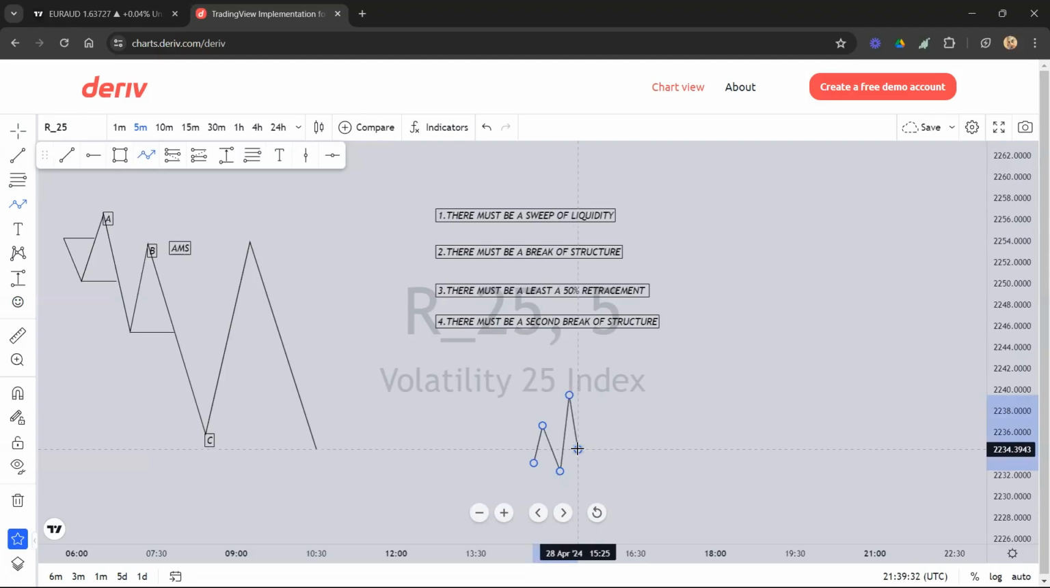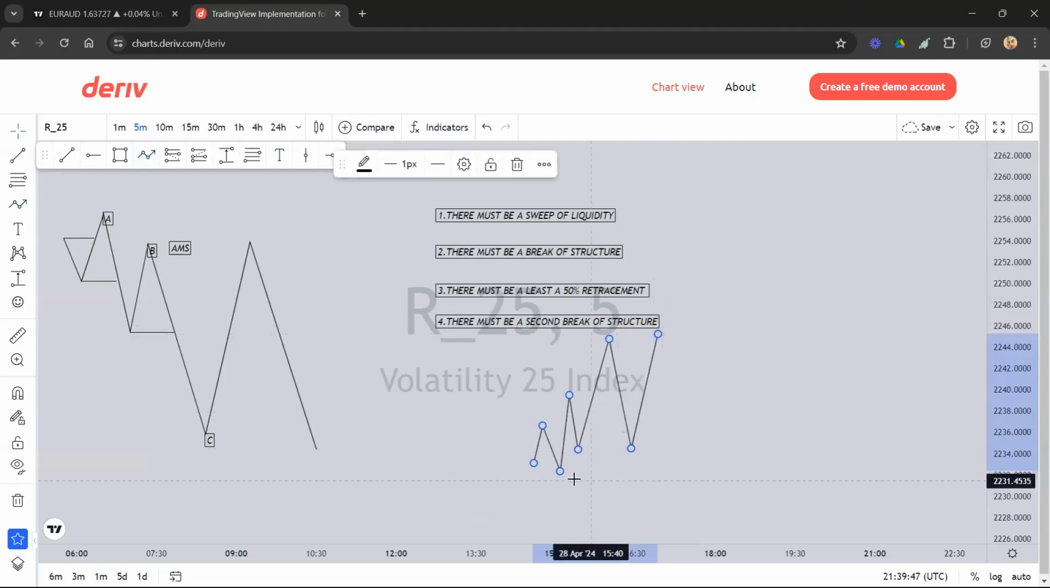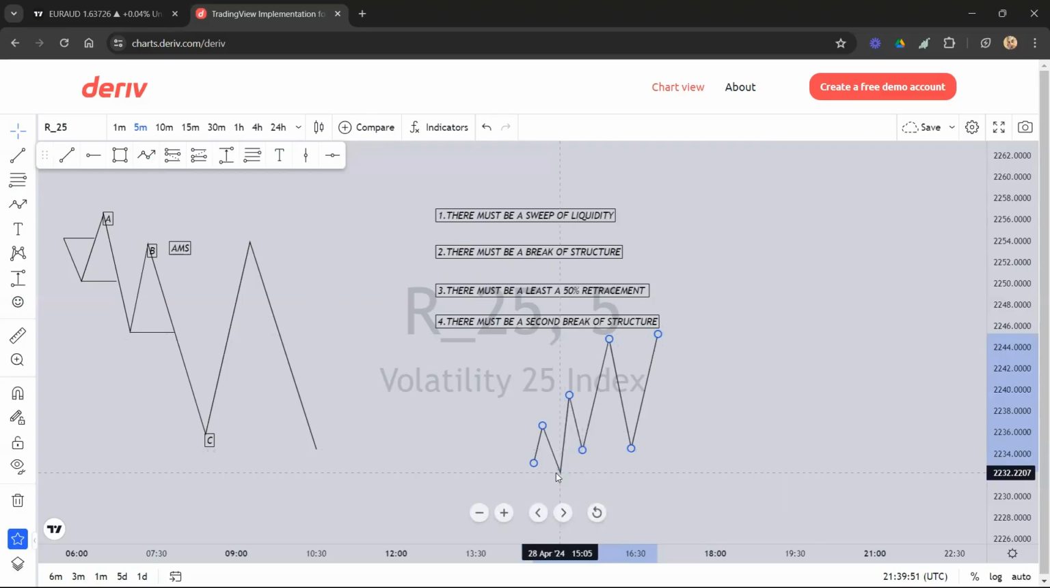After that, what next? There must be a second break of structure. Then after that, what next? Price must come back to your point B and then buy off. Let me arrange it well. It is as simple as this.